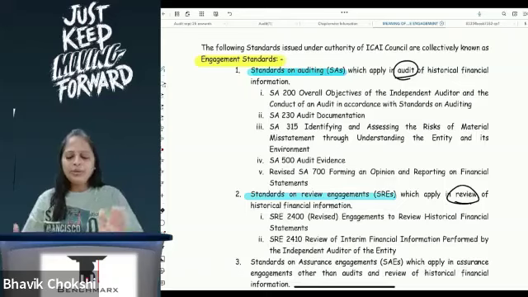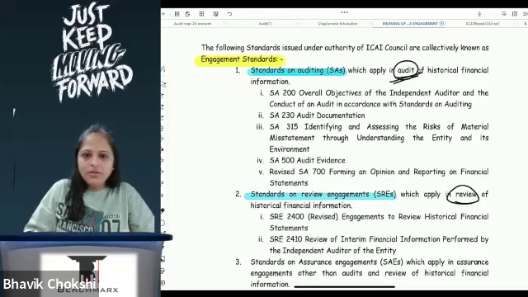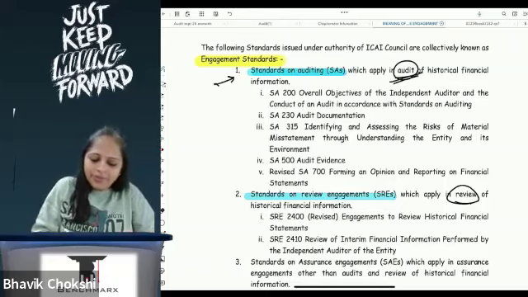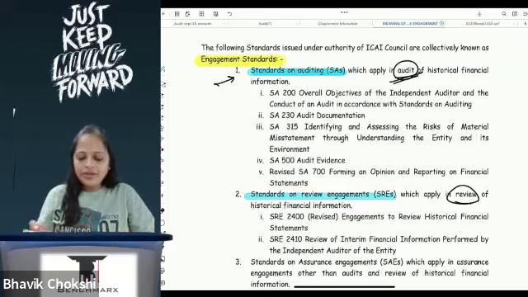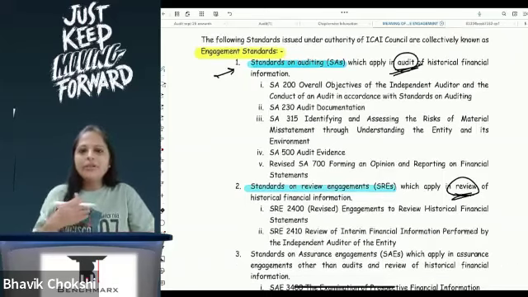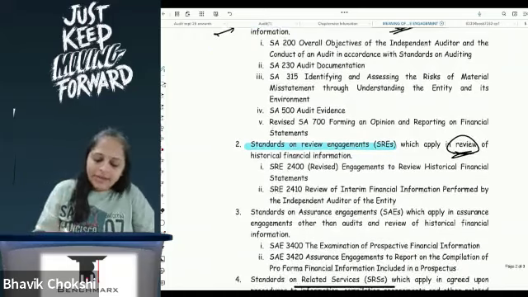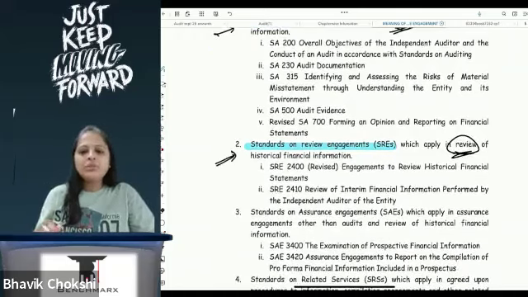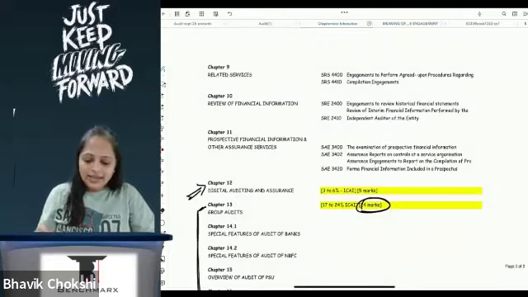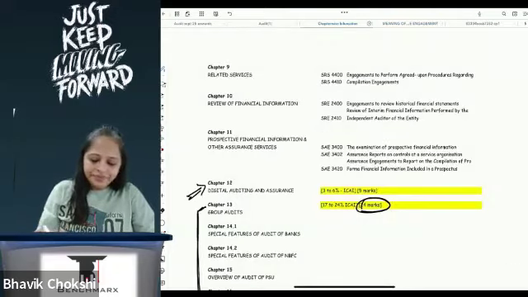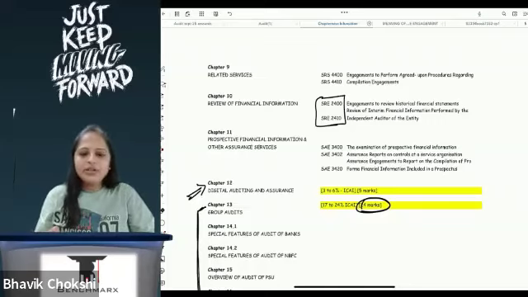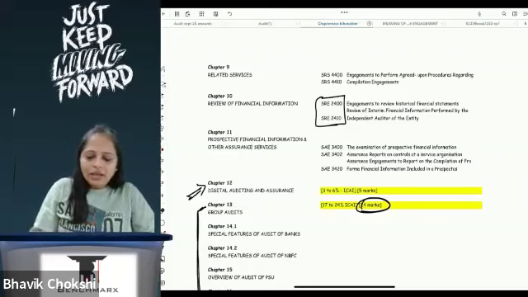Now when I'm doing my audit, I have to comply with my SAs. But when I'm doing a review, when I'm giving limited assurance, not reasonable assurance, at that point of time I will see what is SRE. So here in SRE, as you can see, you have one full chapter on review of financial information, and here you will talk about SREs.